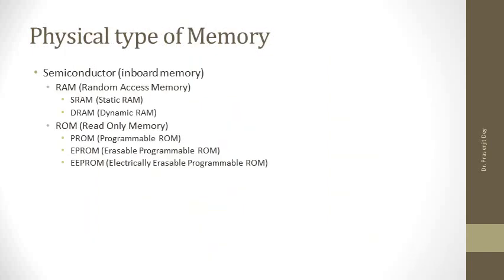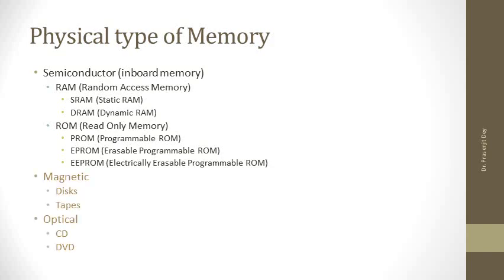Now, depending on the physical materials, memory can be of different types. First one is the semiconductor memory. That means memory consists of semiconductors. Semiconductor memory can be of two types, RAM and ROM. Now, RAM can be of two types, SRAM and DRAM. That means static RAM and dynamic RAM. Similarly, ROM can be of three types, programmable ROM, PROM, erasable programmable ROM, EPROM, and EEPROM. That means electrically erasable programmable ROM.